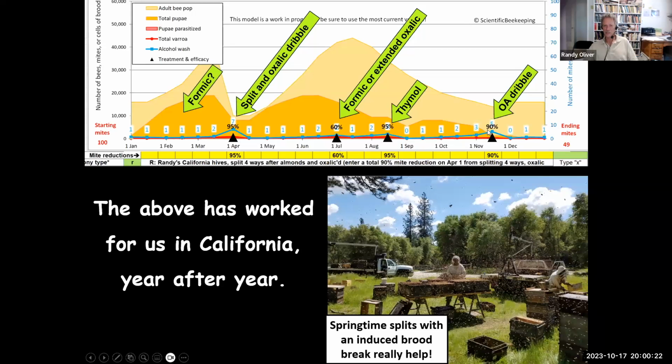Since we go broodless. And this is what we've done for over 20 years, year after year. And we don't have colony losses to speak of. This springtime splitting, making the nucs, allows you to start off clean every spring. This really is a big thing.